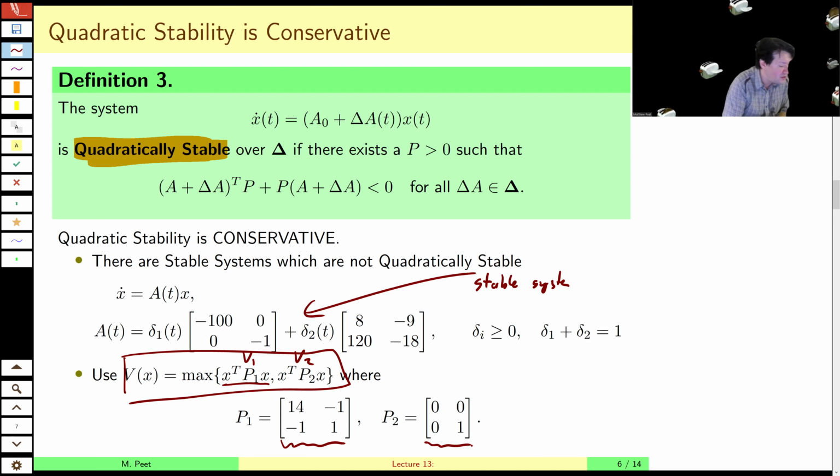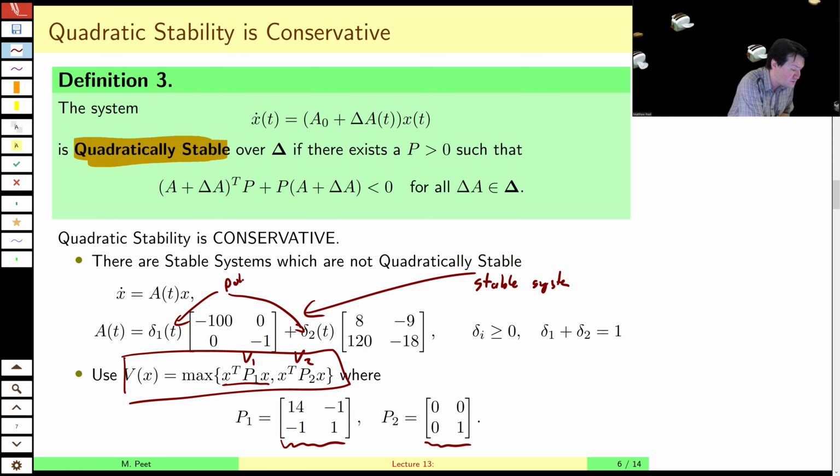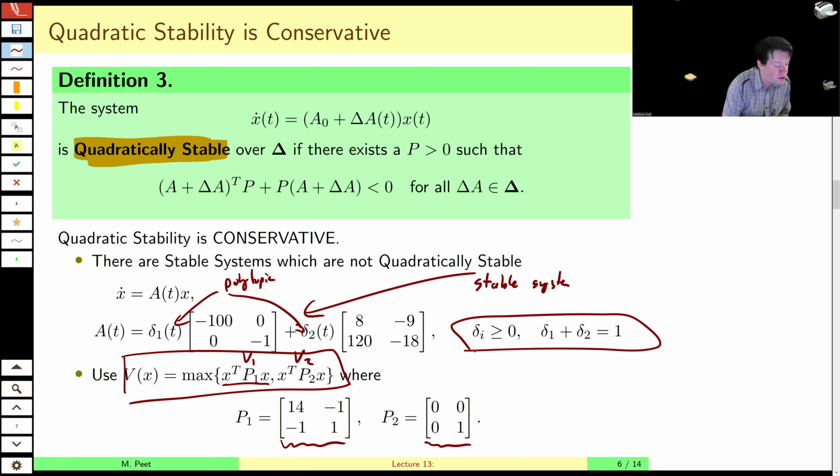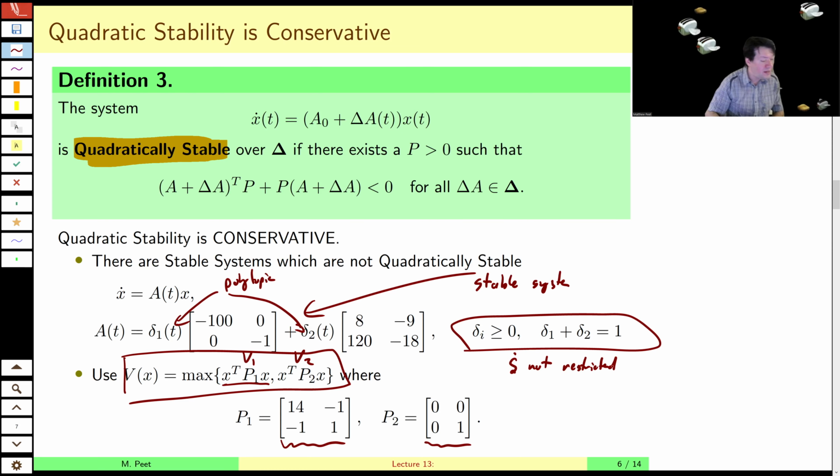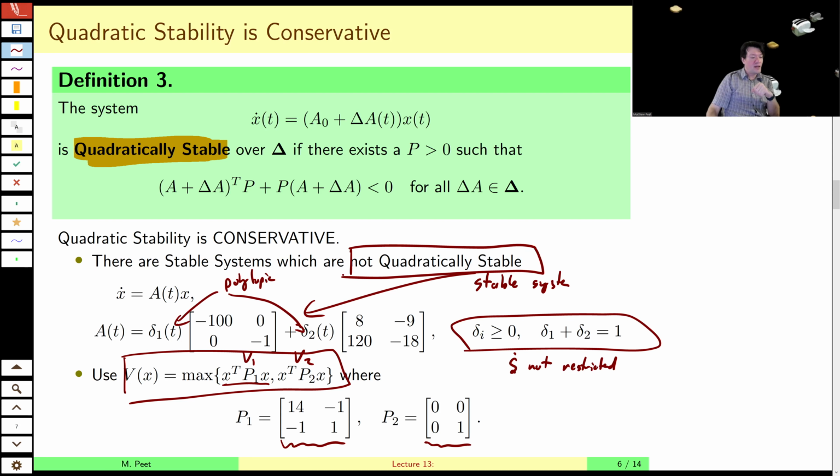So here's your system. It's this polytopic uncertainty, so no additional structure to it. We have no limits on the rate of variation, however. And yet the system is not quadratically stable. So it's stable, it's a polytopic uncertainty, but yet it's not quadratically stable.